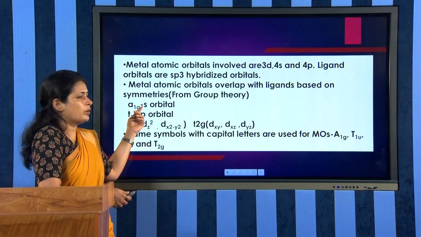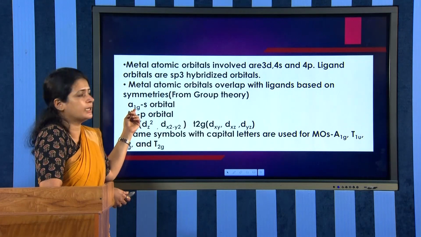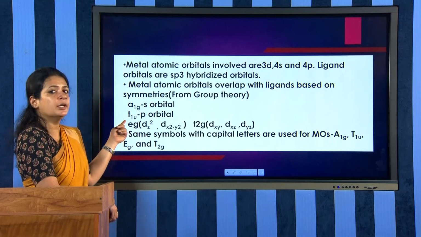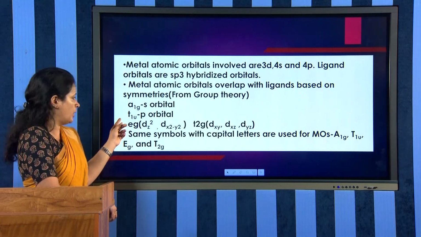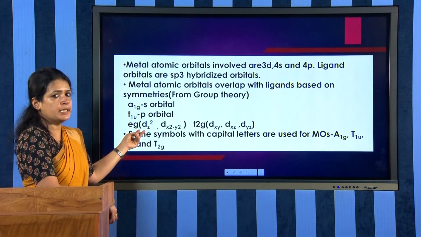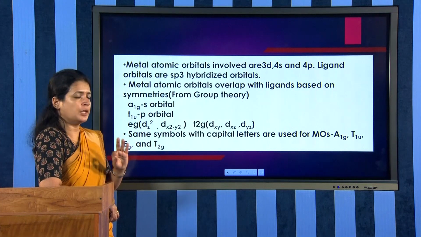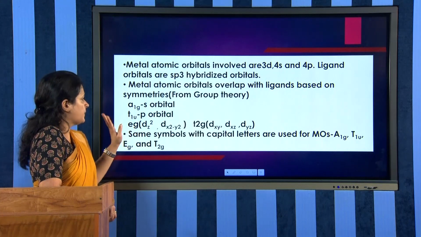We know that there is an s orbital. The s orbital has the symmetry A1G, it is designated as A1G. The p orbital is designated as T1U. For the d orbitals, we have EG and T2G. EG we know is dz square and dx square minus y square. T2G means we have 3: dxy, dxz and dyz. So, these are the symmetries.